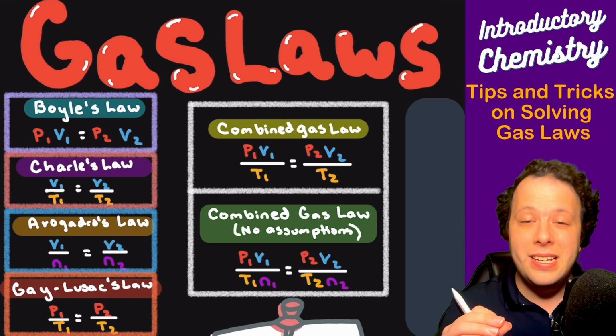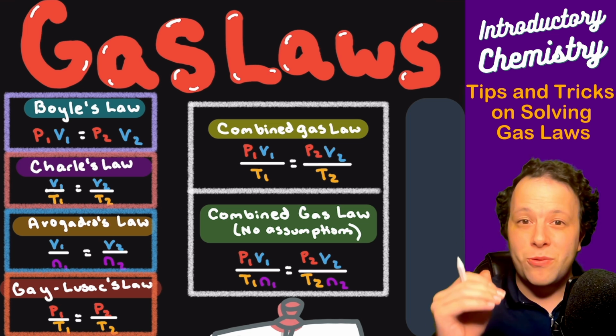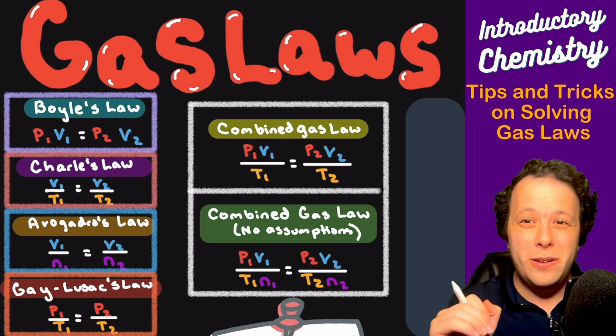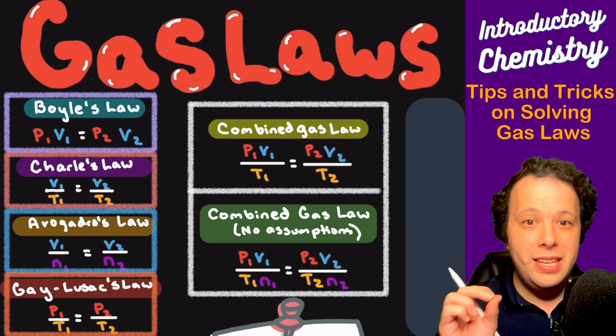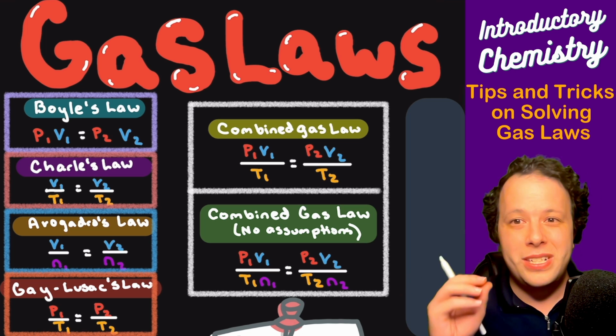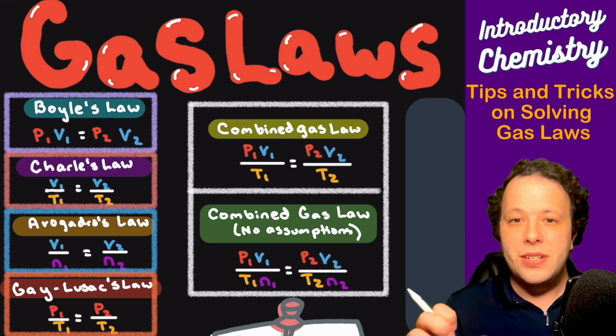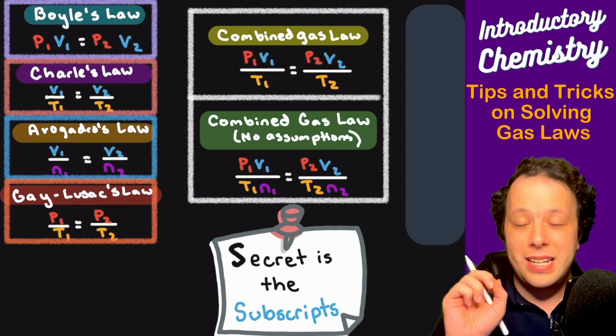Well, the big thing is keeping in mind that we have to be organized, write down our givens. Now, what makes all these formulas similar to one another? What is the big thing? So, especially when we compare these to the ideal gas law, which is a little different. So, what makes these so different? Well, the secret is in the subscripts.